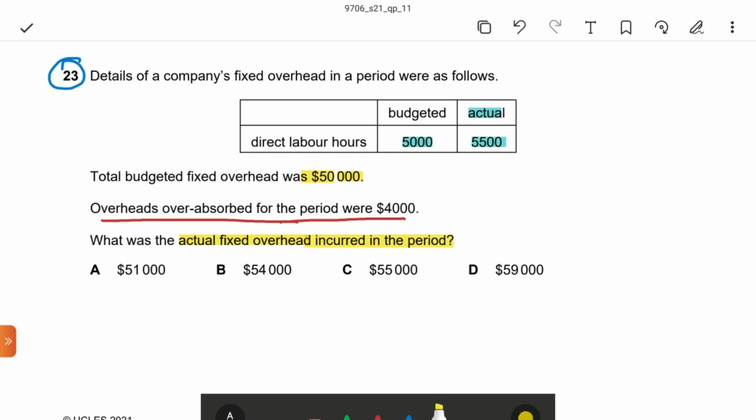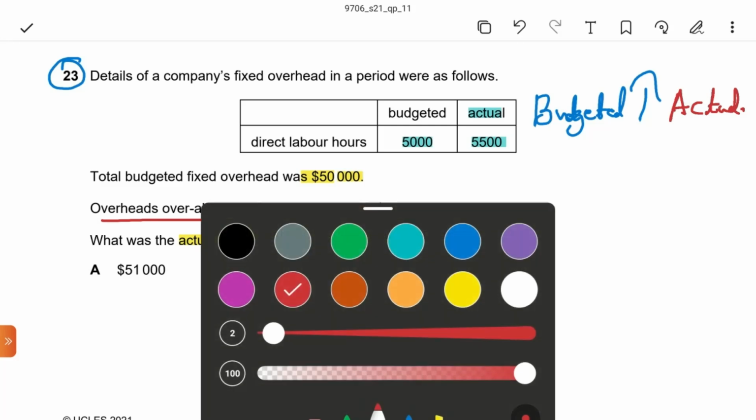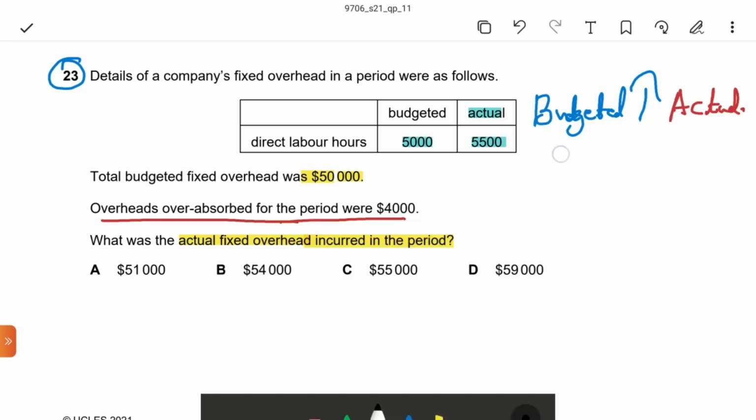Very easy question. What is over absorbed? Over absorbed means if the budgeted overhead is more than the actual overhead, it means over absorption.